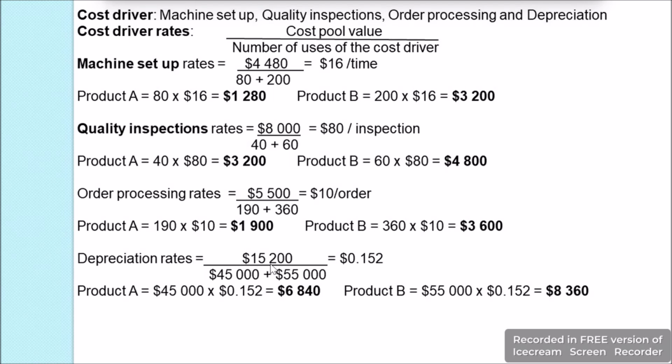Depreciation rate, we have been given the total depreciation is $15,200, and for product A the machine cost was $45,000, and for B it is $55,000. So when we calculate this, we get the depreciation rate as $0.152. So for product A, the net book value of machine was 45,000 times 0.152, we get the value as $6,840, and for product B it will be 55,000 times 0.152, we get the value as $8,360. So with this we are done with all the calculations.